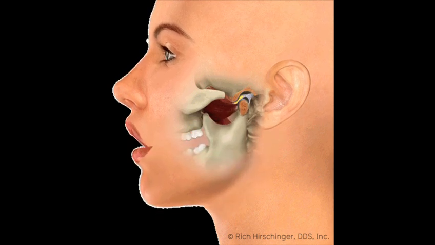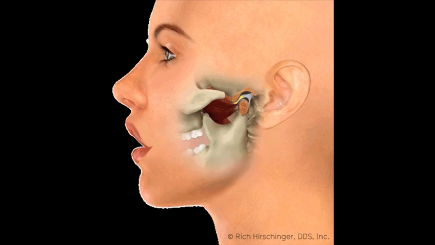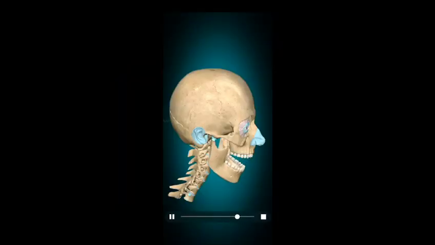This joint facilitates essential functions such as opening and closing of the mouth, enabling side-to-side and forward movements of the lower jaw, and aiding activities like chewing, speaking, and swallowing.